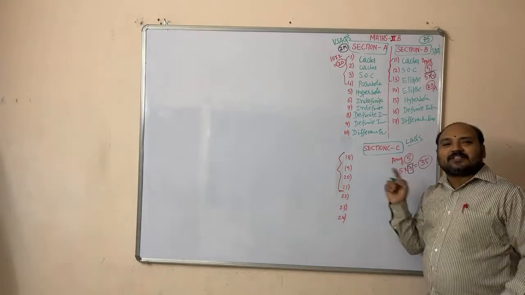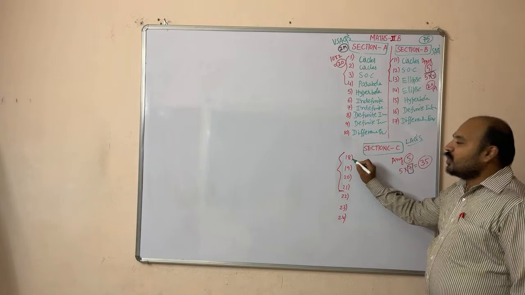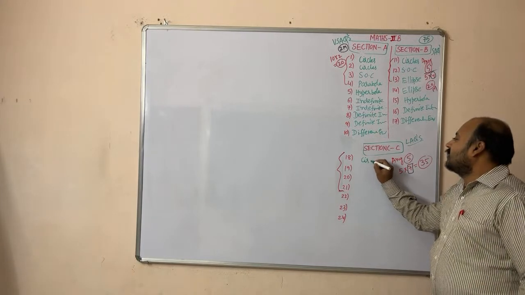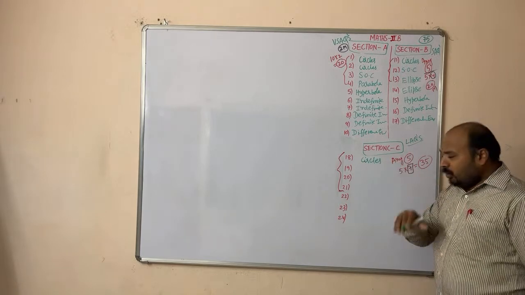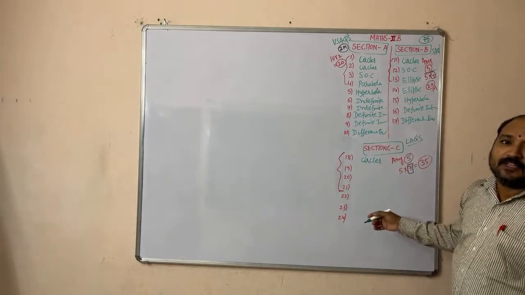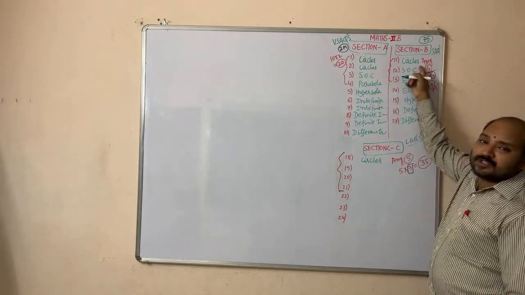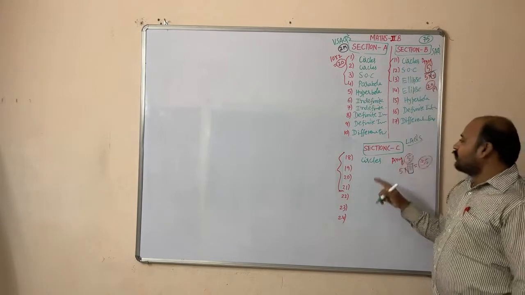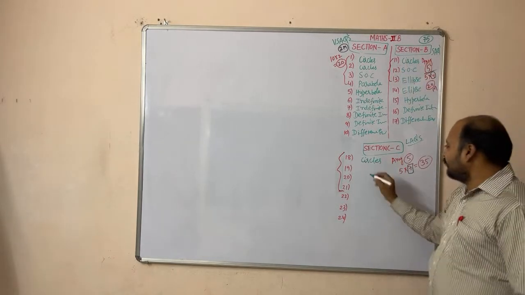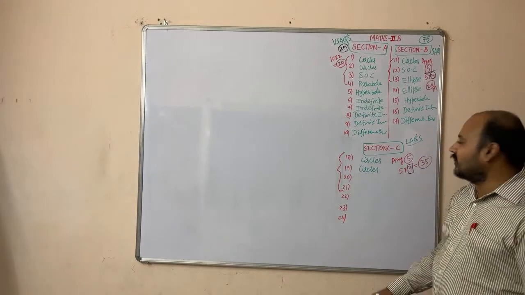Now come to Section C. What chapters are the questions related to? Question number 18 and 19: circles. So the weightage of circles in the complete question paper is 22 marks. Two-mark questions, 4; 4-mark questions, 4 plus 4 is 8; 7-mark questions, 14 plus 8 is 22.